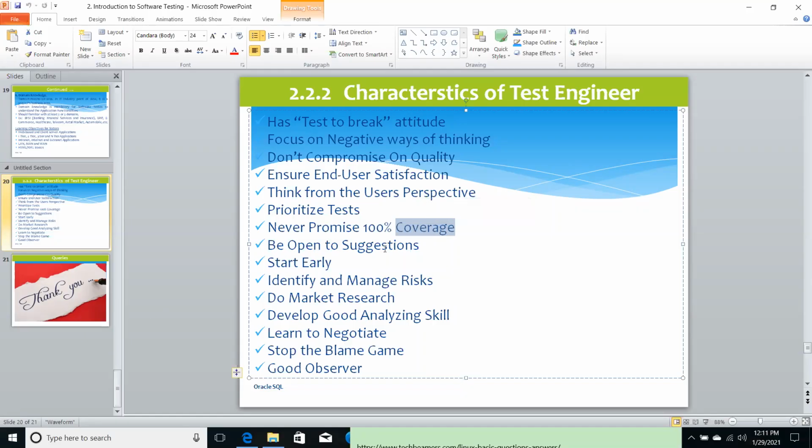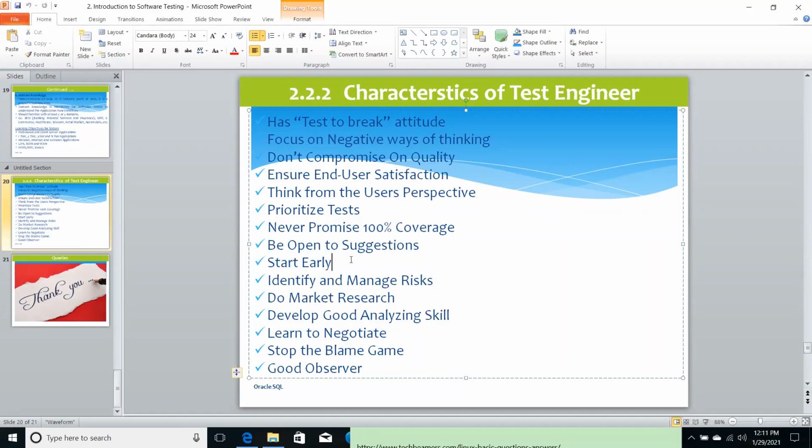Okay, be open to suggestions. Always think about good suggestions. What can be added here? What features are not available? What features will we add so that it will look good? As a customer, as a client, as an end user, think of some suggestions to put in front of the client from where you are getting the project.